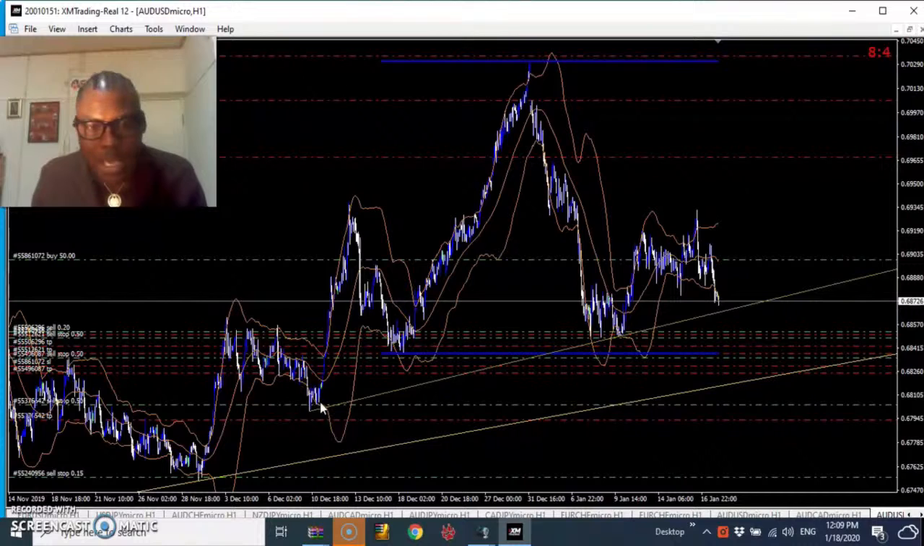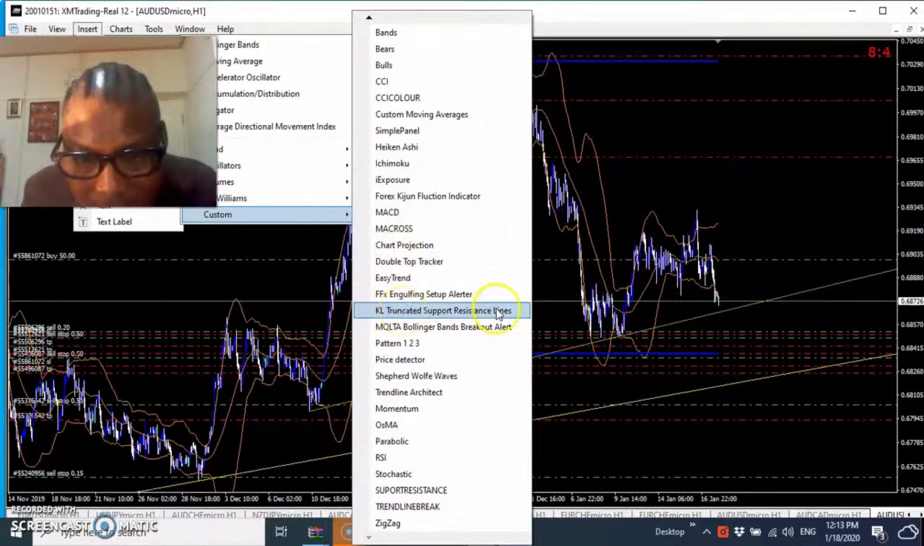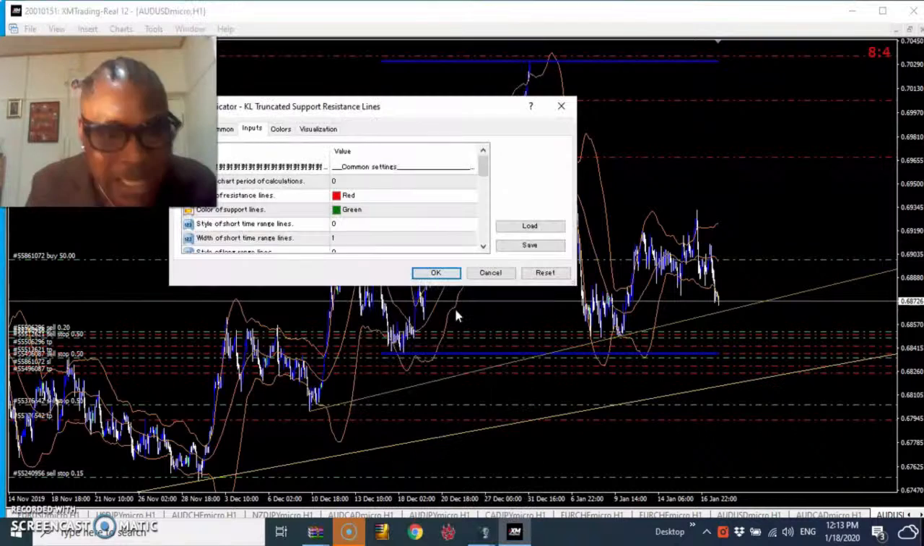Okay? There is no trend line here. No problem. We are still going Forex. The name is KL Truncated Support Resistance Line. That is it. Let's put it. Boom. We're going to do the settings.